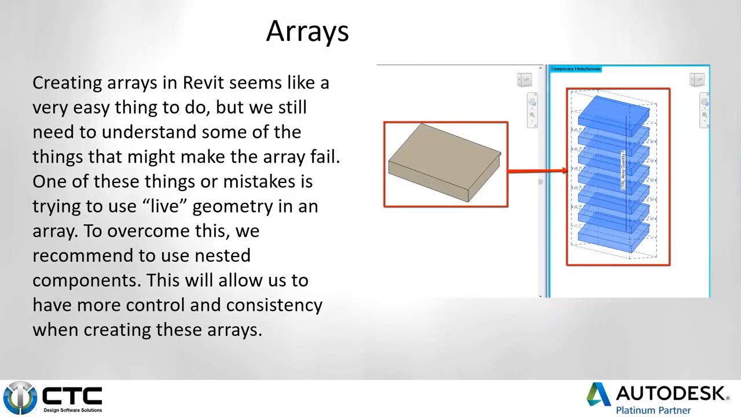For some of us, creating arrays in Revit seems like a very easy thing to do, but we still need to understand some of the things that might make the array fail, and that's what I want to touch on today. One of these mistakes that we make is to try to use live geometry in an array. What I mean by live is creating an extrusion or a sweep, something that we edit and sketch in the same family, and try to array it.